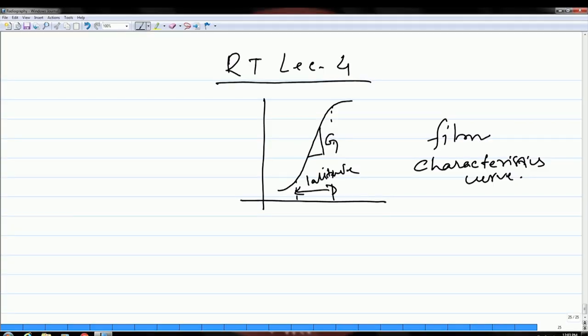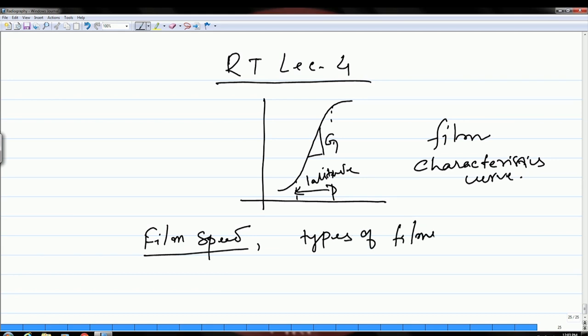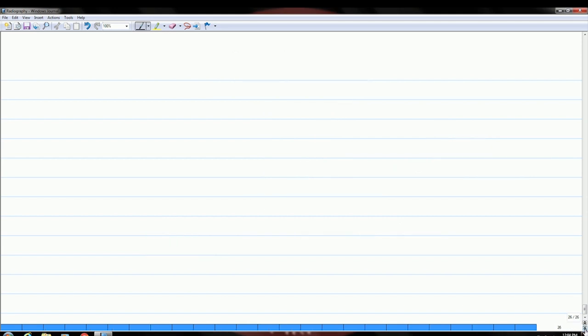But before that, let us talk about one more property of the film, which is about the speed of the film. And while discussing about this, we will also learn about the types of films. As I said before, different films would have their different characteristics curve, which is provided by the manufacturer. So, these curves sometime will look like S shaped, and sometime they might also look like a J shaped curve.